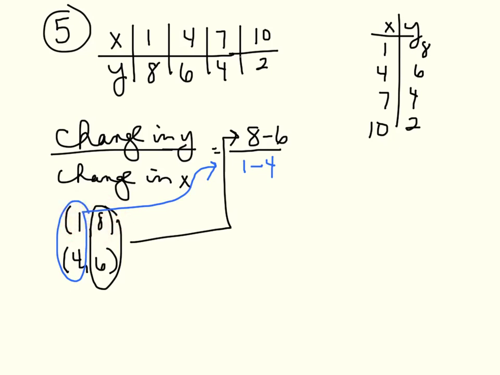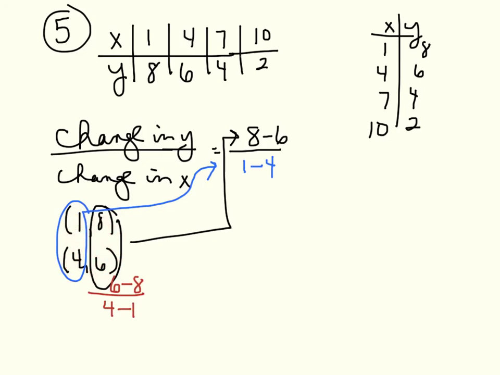You cannot do 8 minus 6 and 4 minus 1. You cannot do that. 8 minus 6 goes on top. 1 minus 4 goes on bottom. Now, you could have switched that around and done it this way. Started with the 6, 6 minus 8, and then 4 minus 1. So I started down here. 6 minus 8 and 4 minus 1. You just have to go the same way.